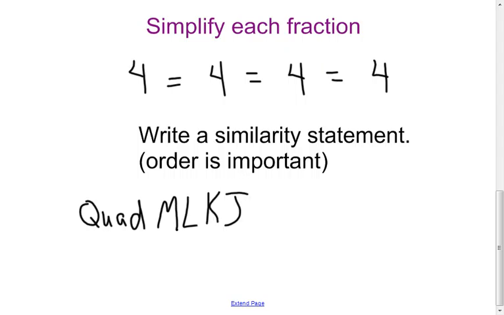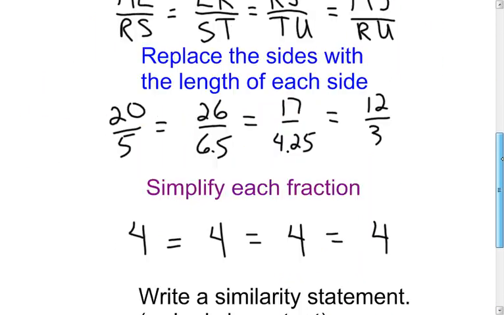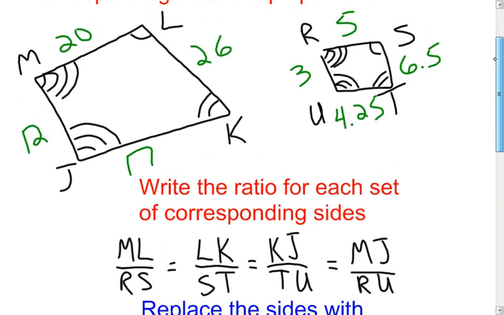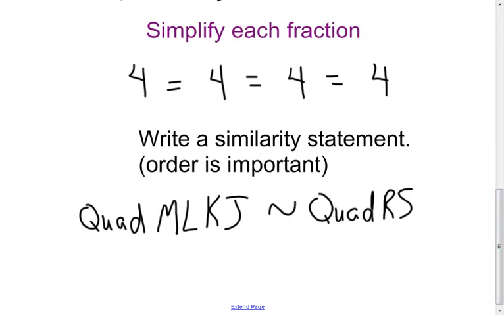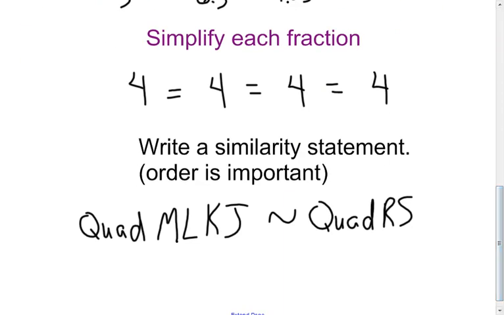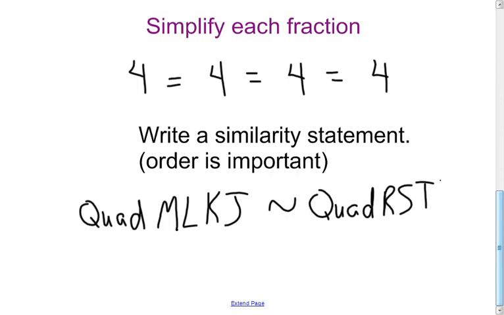Now this is the similarity symbol, is similar to, and now quad. Now this is where it becomes important. M matched up with R. L matched up with S. K matched up with T. And then the only thing that's left is J matching up with U. When I want to say that these two quadrilaterals are similar, that would be how I would do it. Now realize we could have changed the order on this first one, which obviously would have changed the order on the second one.